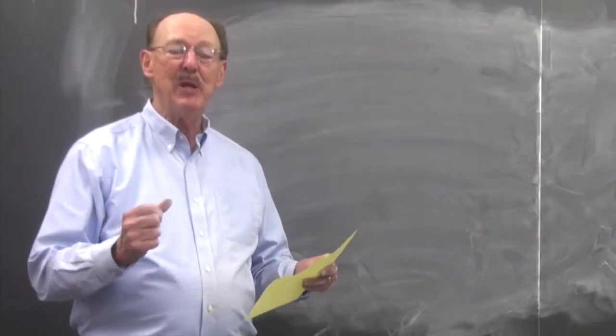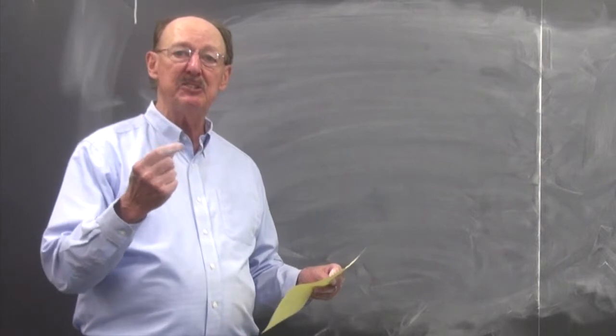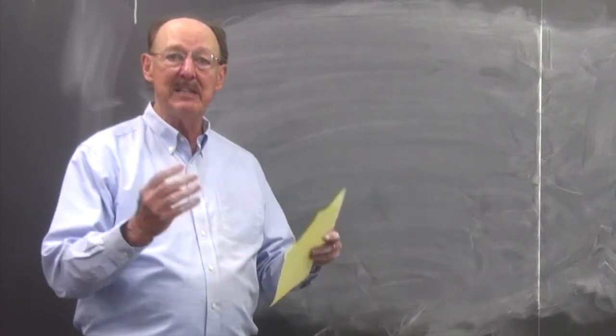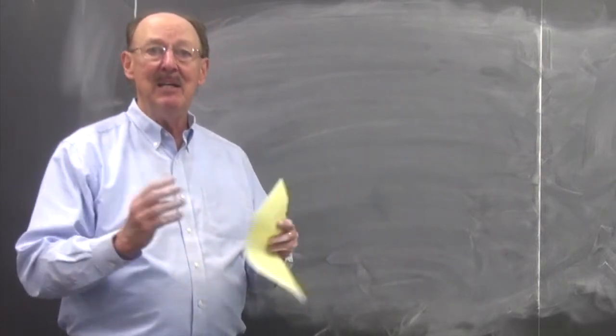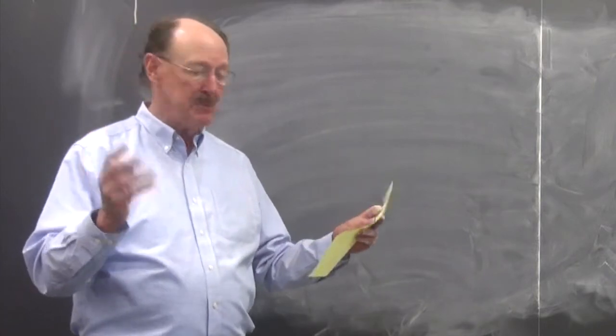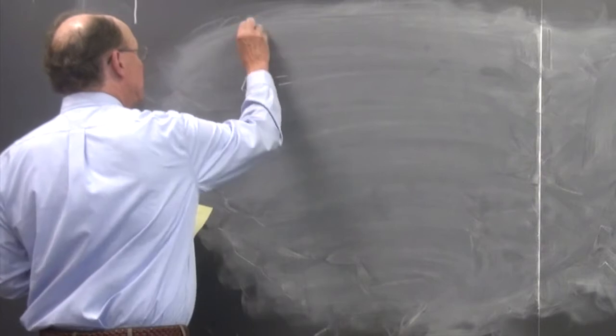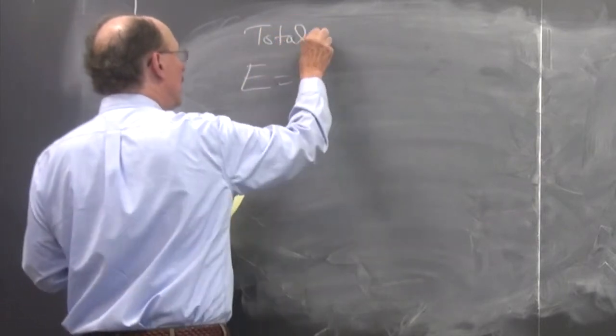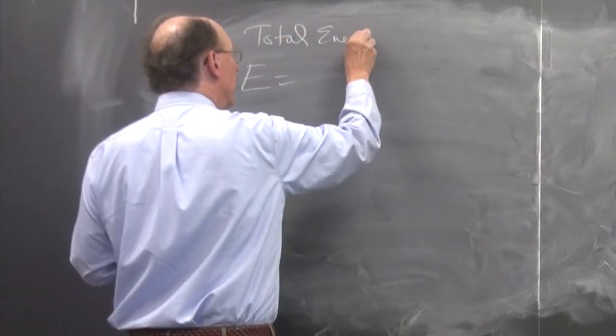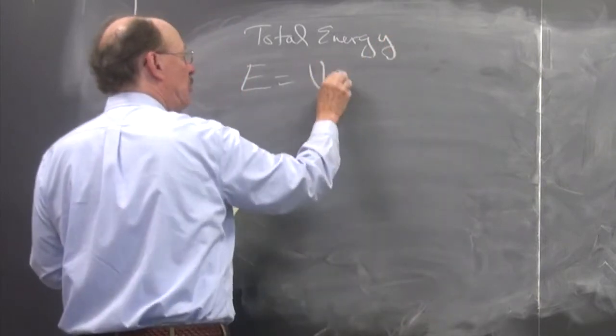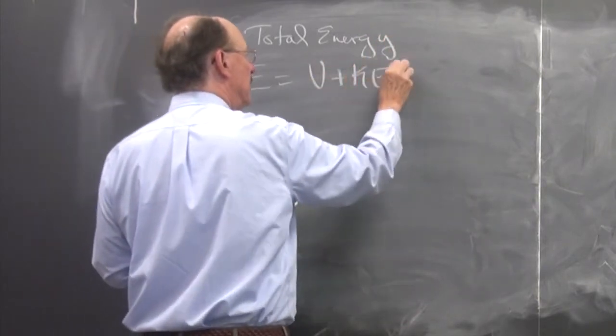So now what we have is three energy forms: kinetic energy, potential energy, and internal energy. The sum of those three makes up the total energy of a substance. So we have E, the total energy, is equal to U plus KE plus PE.